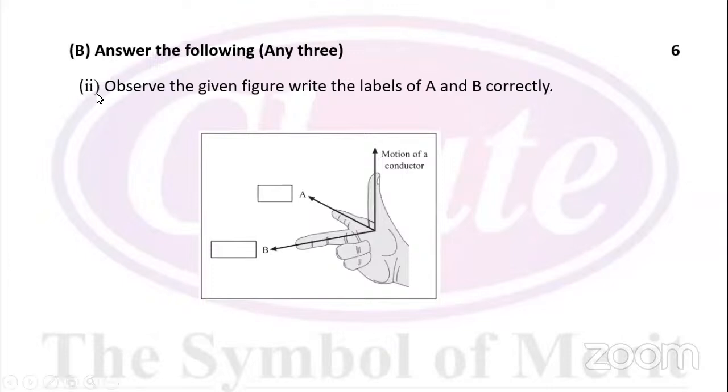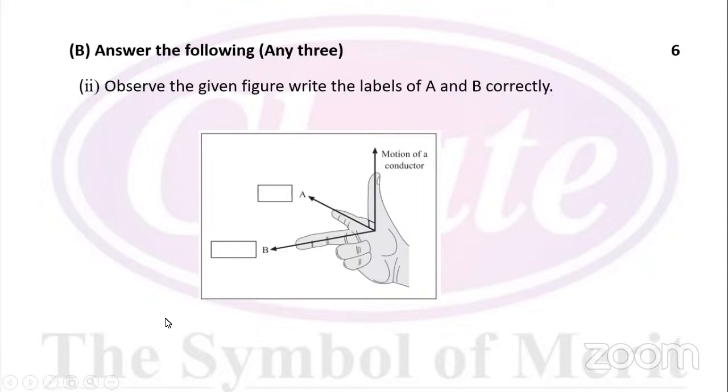Then on the next question, you can see there is a diagram. It shows a right hand, and the thumb, index finger and middle finger are shown. The rest 2 fingers are curved. So obviously you come to know that this is Fleming's right hand, and this diagram shows Fleming's right hand rule. Okay, and they have given that the thumb shows the motion of the conductor and they have asked about A and B. That means what is indicated by the index finger and what is indicated by the middle finger.